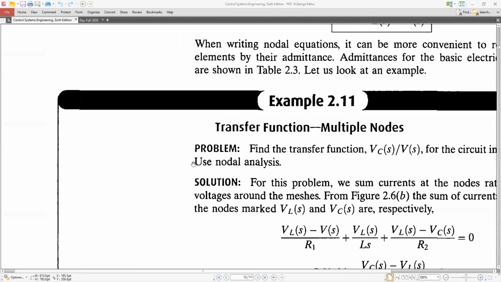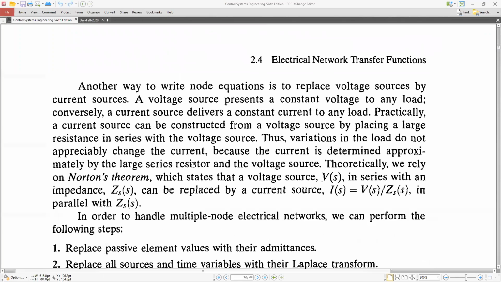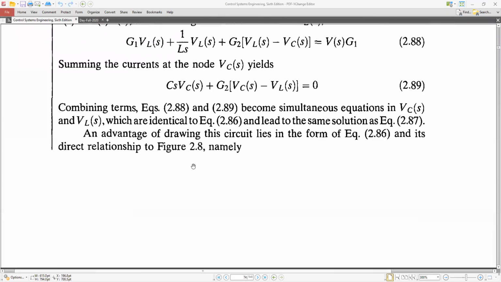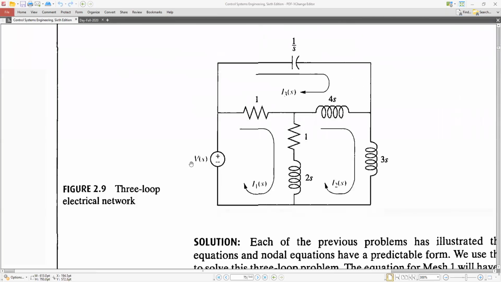They have used the nodal equation also. We'll see this in the next class. But mesh is important. Let me show you another one. See this one.